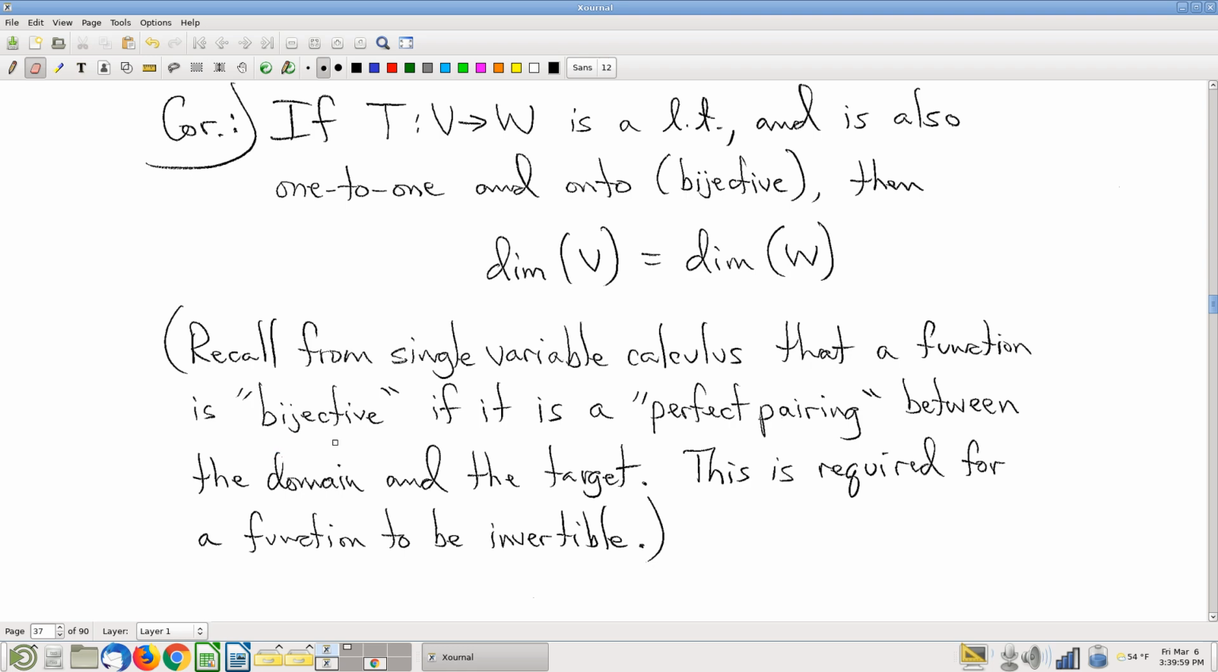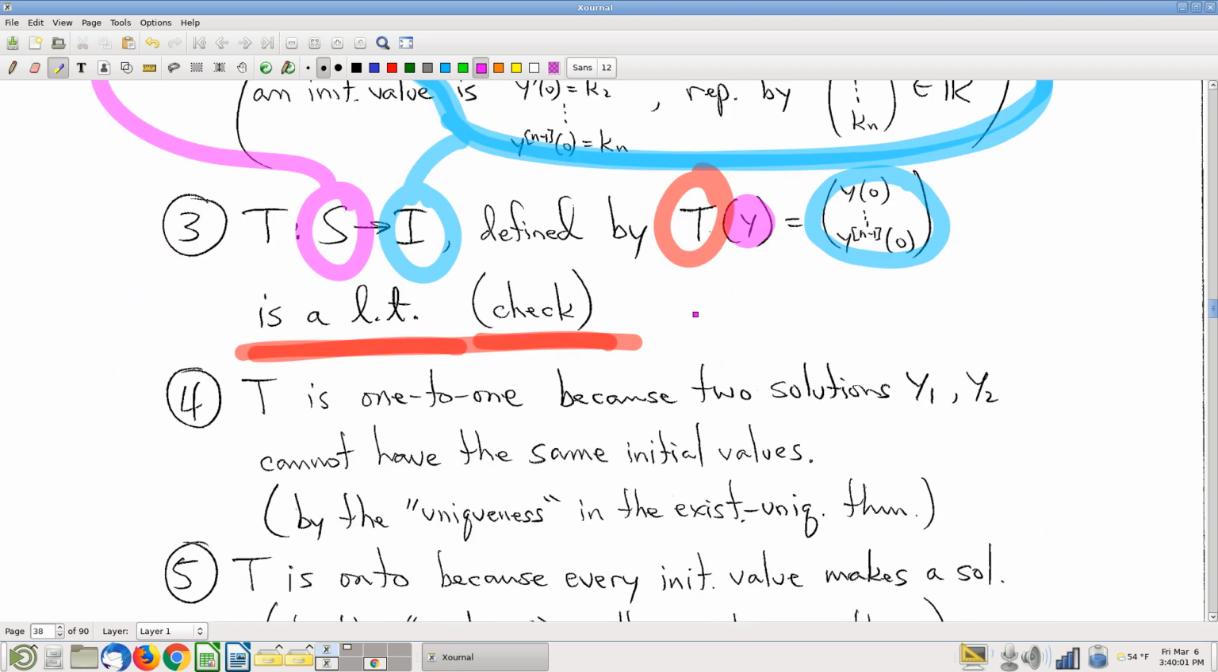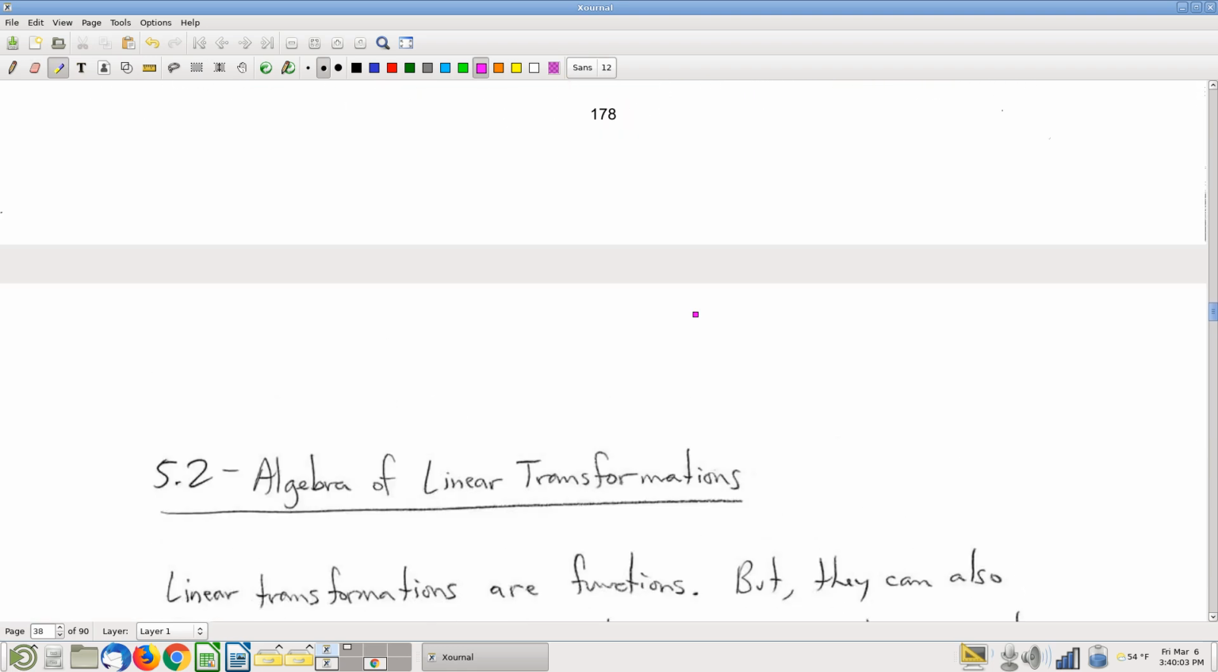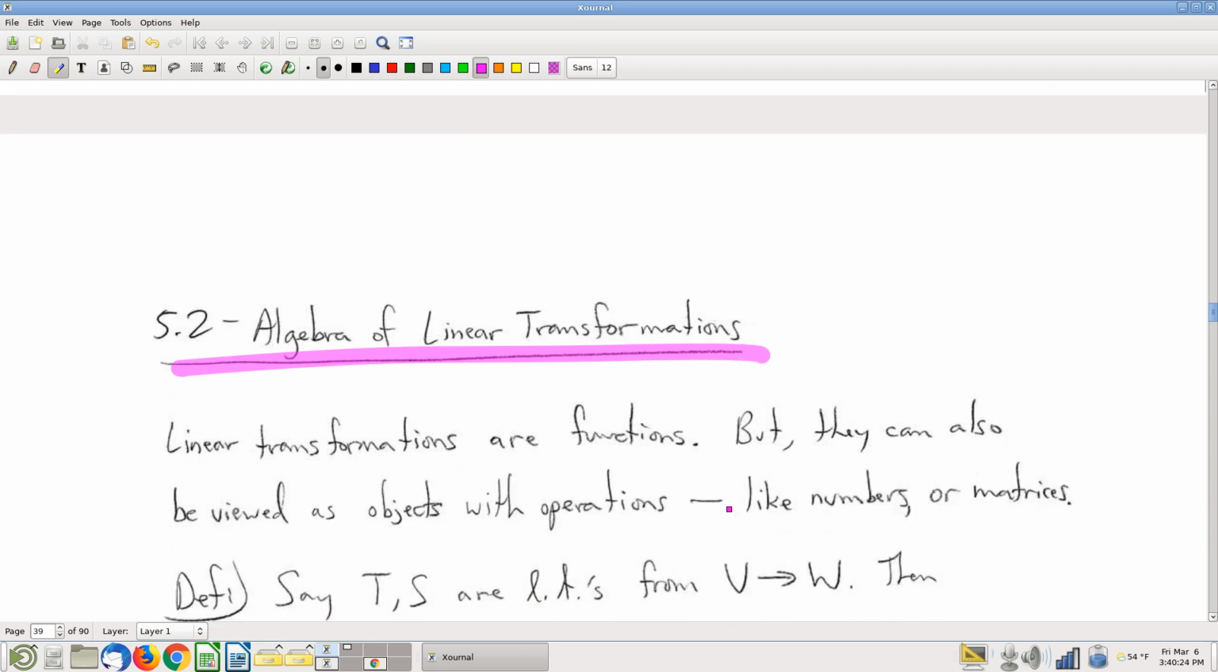Alrighty. Okay, so moving along now to section 5.2, new topic. We're going to talk about the algebra of linear transformations. Just want to let you know where this is going and why we're doing it. It turns out that linear transformations can be thought of as being elemental little objects on which you can define operations.